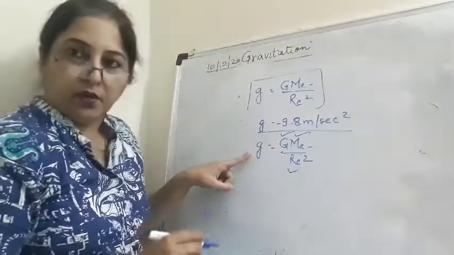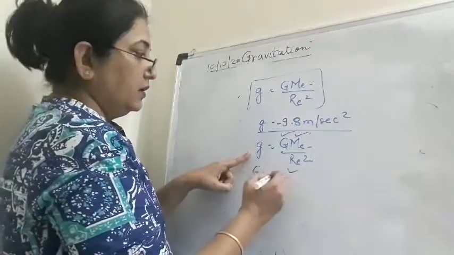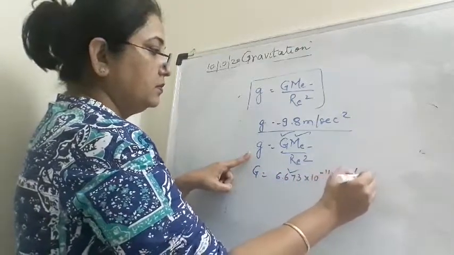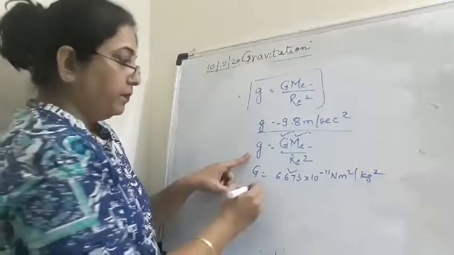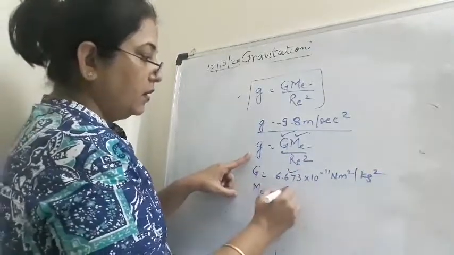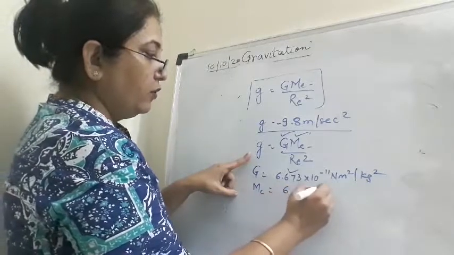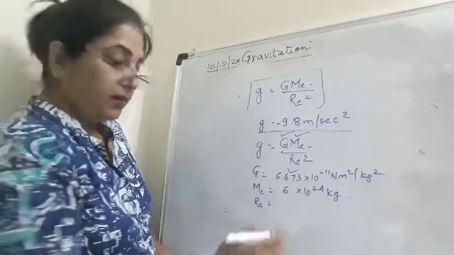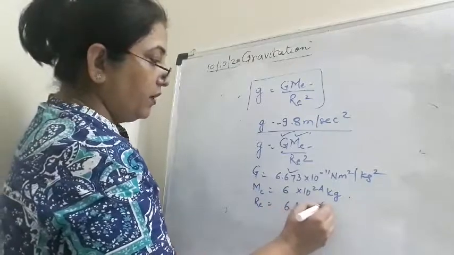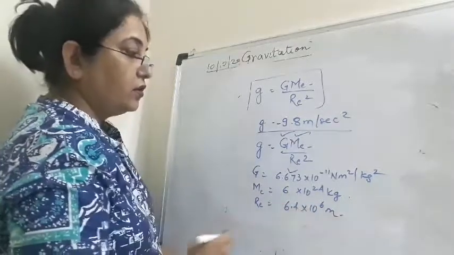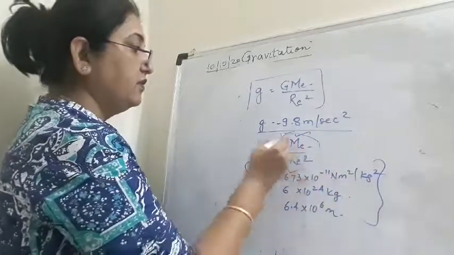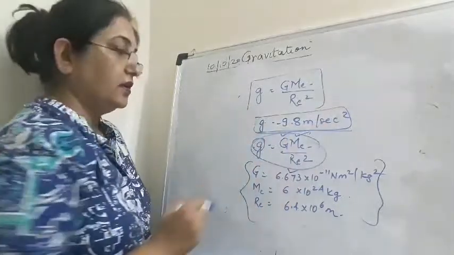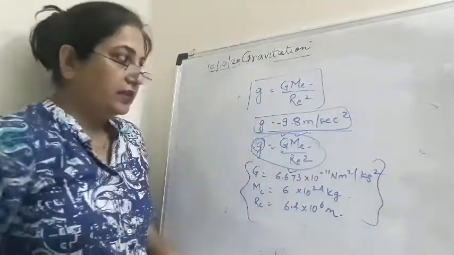The values are: G is 6.673 into 10 to the power of minus 11 newton meter square per kg square, the mass of the earth is 6 into 10 to the power of 24 kg, and the radius of the earth is 6.4 into 10 to the power of 6 meters. Substitute these values in the formula and you will get g equal to 9.8 meter per second square.